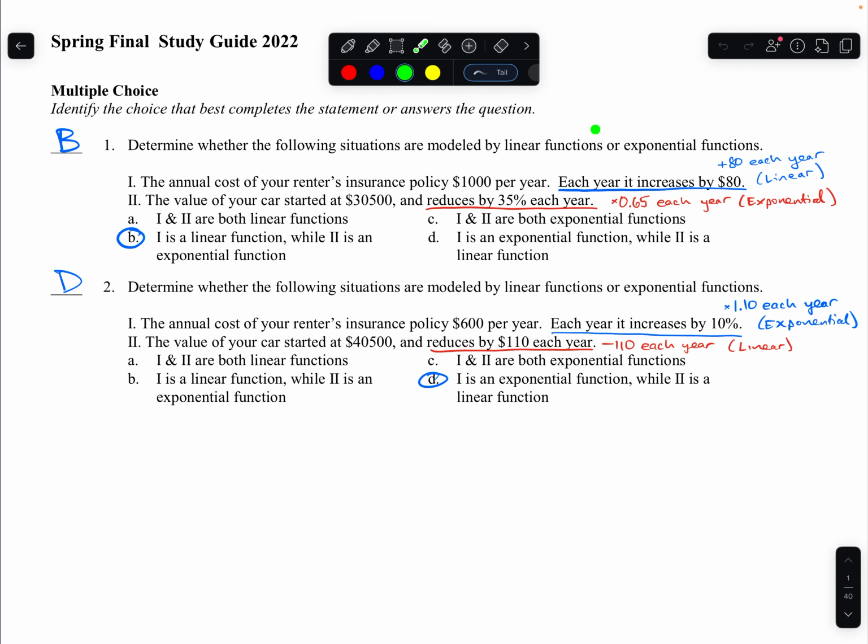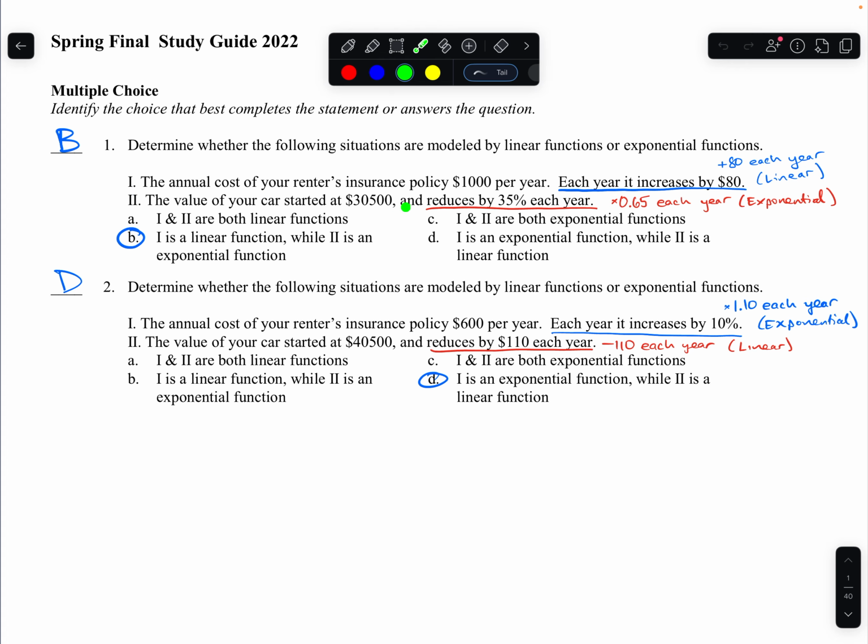Remember that if a situation is describing a linear function, that means you're adding or subtracting each time. It's growing at a constant rate, it has a slope. If it's exponential, then it's not growing at a constant rate, it's growing faster and faster or shrinking faster and faster. And the graph would be curved. You'd end up multiplying. Another way to think of it is, well, I'll use this as an example.